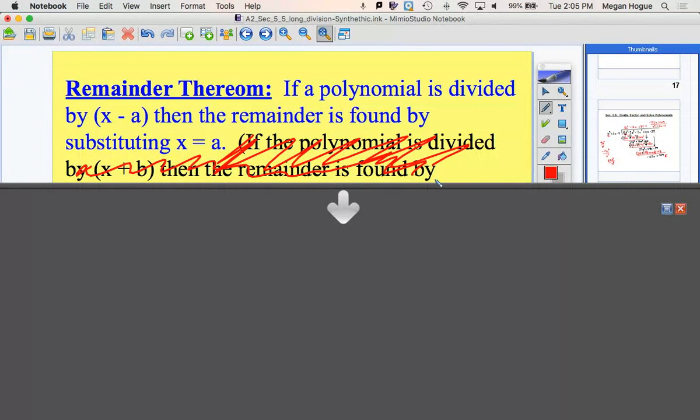All right, so substituting. We've talked about substituting this chapter. What kind of substituting have we done? Direct and synthetic. All right, dig out those calculators.